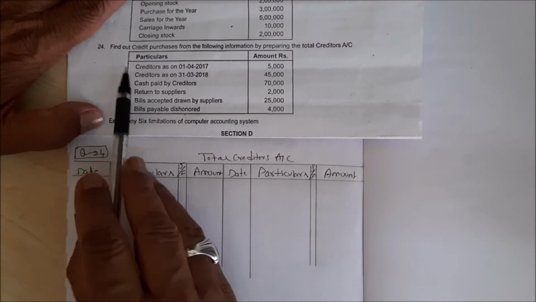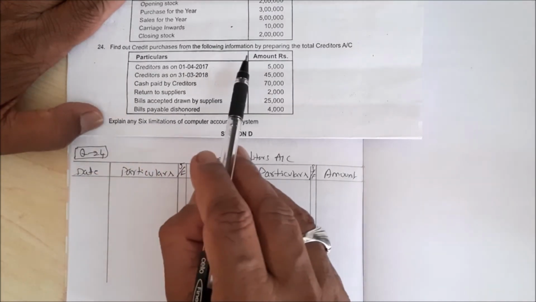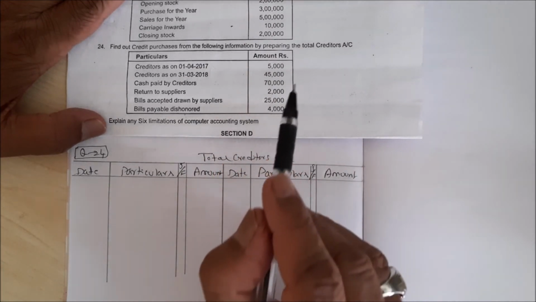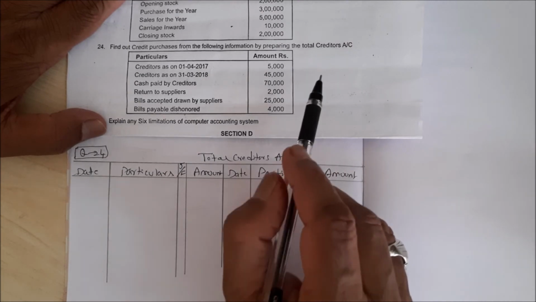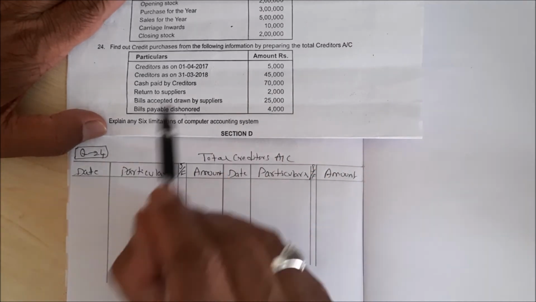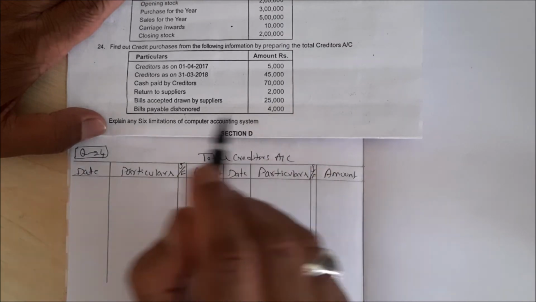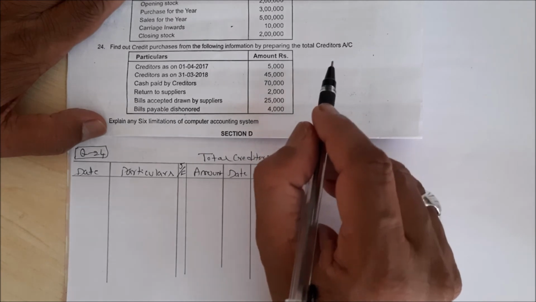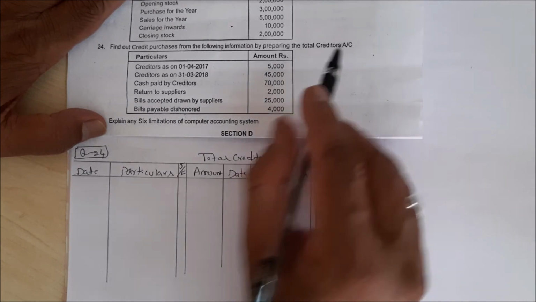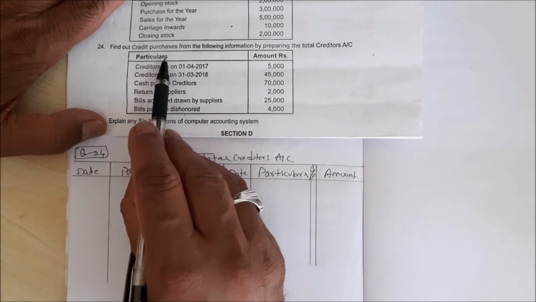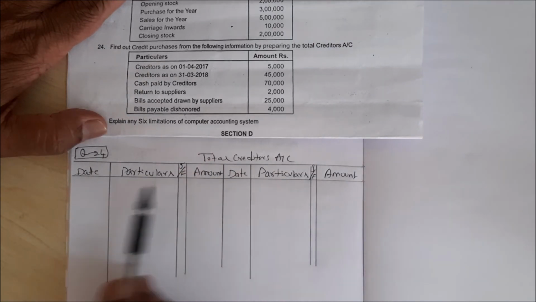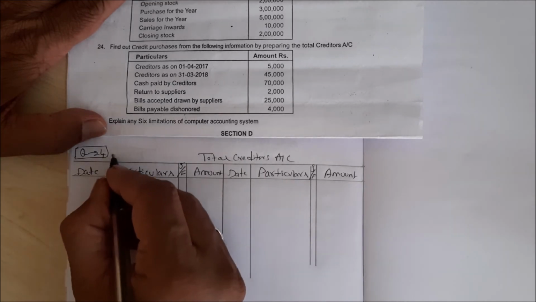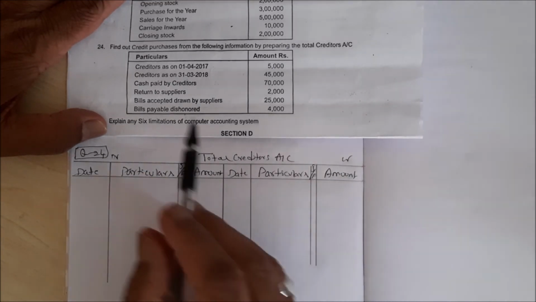Now question number 24. Find out credit purchases from the following information by preparing total creditors account. Students, you should remember in all the examination, either they will ask to prepare debtors account or creditors account. When you prepare debtors account, you will have to find out credit sales. When you prepare creditors account, you have to find out credit purchases. Now in this, they have asked for credit purchases. So total creditors account, date particulars, JF amount, date particulars, JF amount. This is debit side, this is credit side as usual.